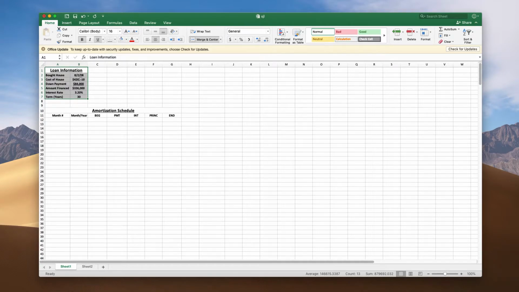The house cost $420,000. The down payment was $84,000. So that means they financed $336,000. 420,000 minus 84,000 is 336,000. The interest rate's 3.2% and the term is 30 years. A 30-year term loan, that means we're going to pay for 360 months, given there's 12 months in a year. So let's put in the month numbers. You have month number 1, month number 2, and I'd be here forever like that, right?